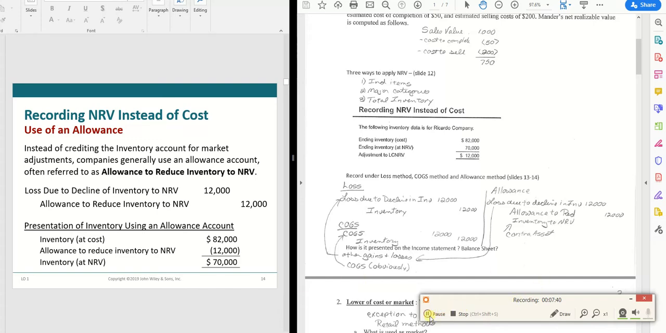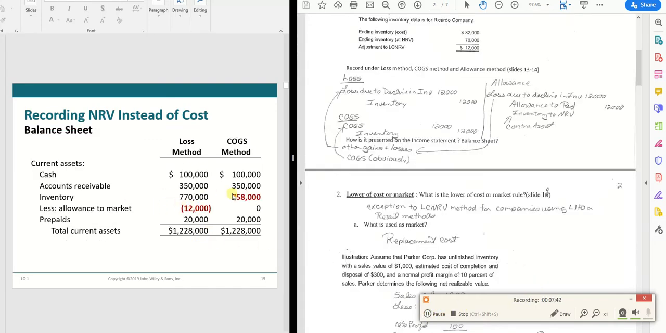Let me pause here. Okay. So notice what it looks like on your balance sheet. In both of these cases, inventory less the allowance is at 758,000. One is just in one account and the other is in two accounts, so I net them. Most people would pull this over and actually have 770 less the allowance and have 758 over here.